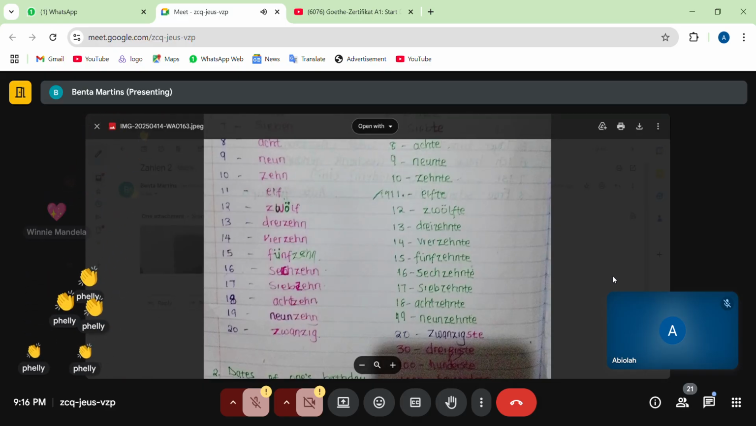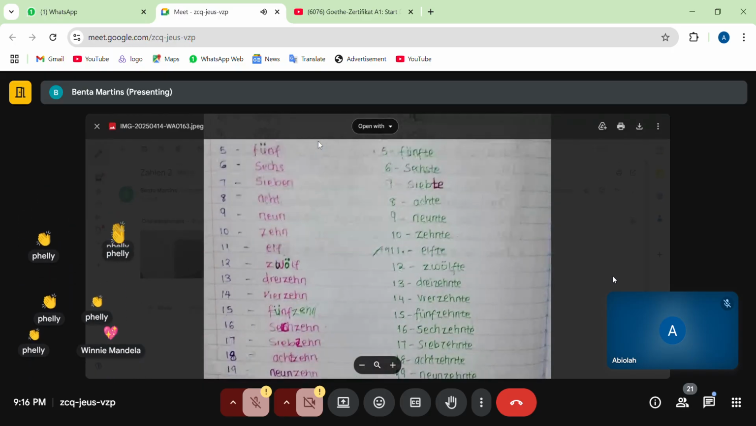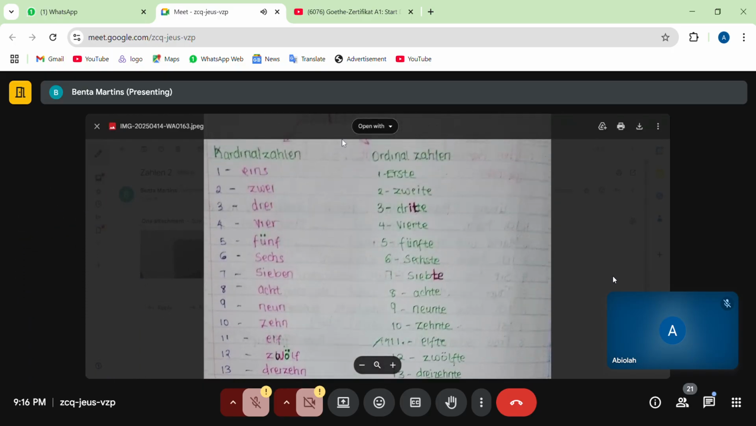So let's now take a look at the Ordinalzahlen. The first person to take us through erste up to fünfte. Katrin, hold on. Erste, zweite, dritte, vierte, fünfte. Great.